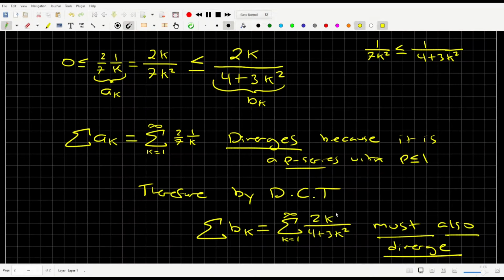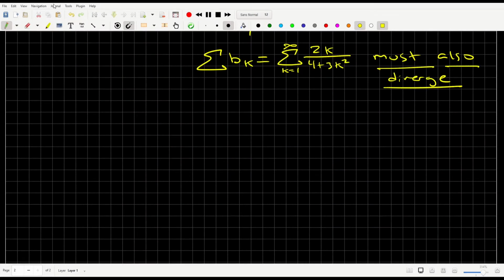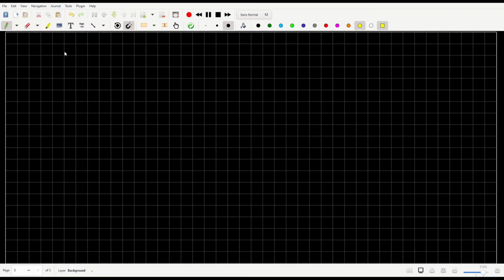And what I mean by that is the partial sums of the series of the BKs, for any partial sum, are always going to be greater than or equal to the partial sums of the AKs. So in the limit, when you get to the full infinite sum, the AKs diverge. The limit of the sequence of partial sums for the AKs diverges, and therefore the limit of the sequence of partial sums for the BKs must also diverge. So the other test that I want to go over in this lecture is the limit comparison test, or the limit comparison theorem.